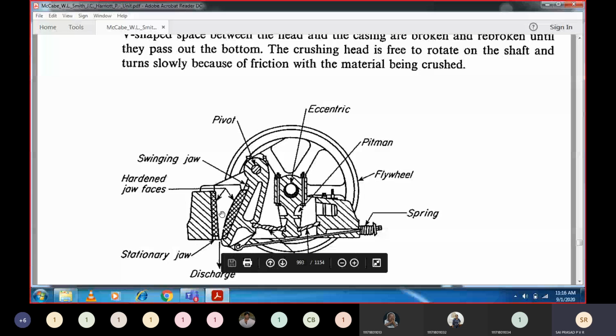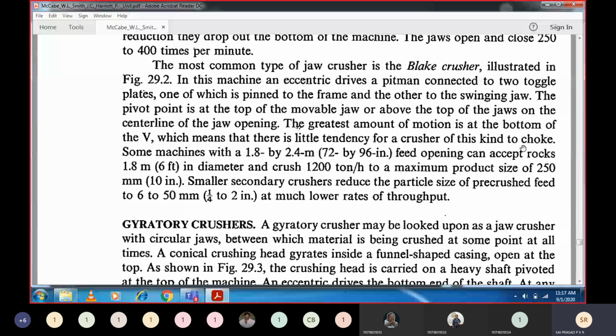Yeah. The greatest amount of the motion is at the bottom of the V shape. For which one? For the blade type of jaw crusher, which means that there is a little tendency for the crusher of this kind to choke. So because they are able to move, there is a clearance, because there is a variation in the product size, then definitely the crushing will take place.